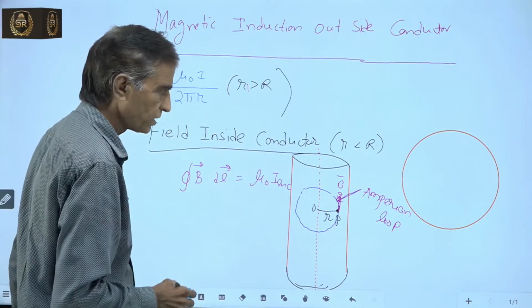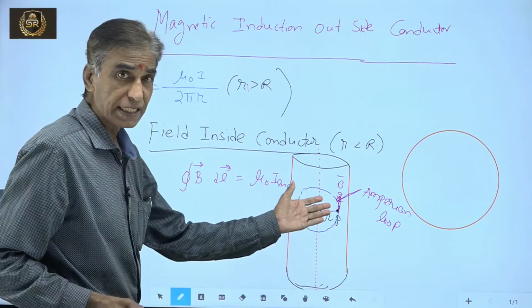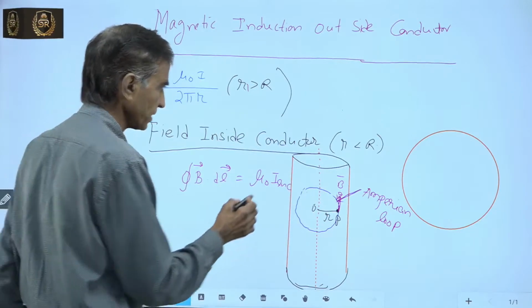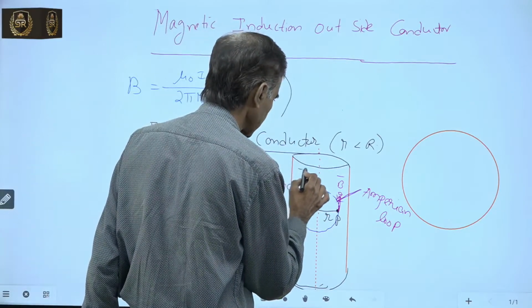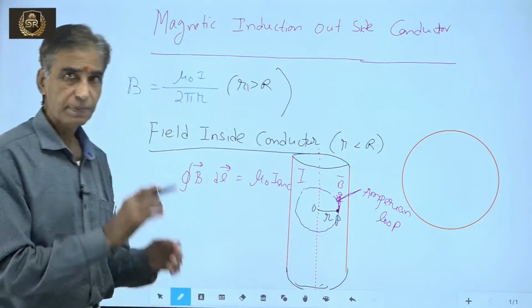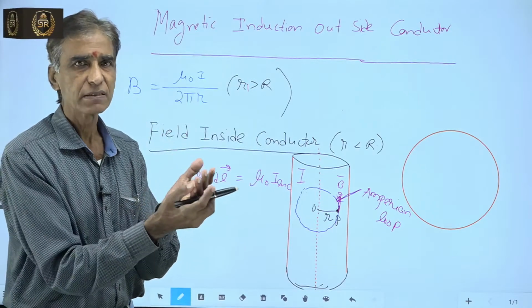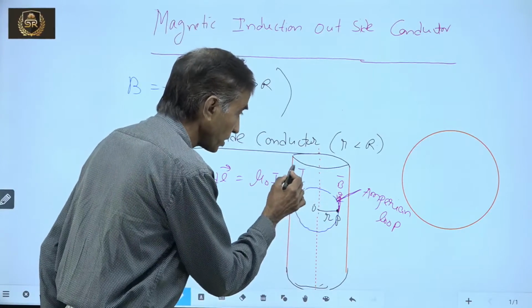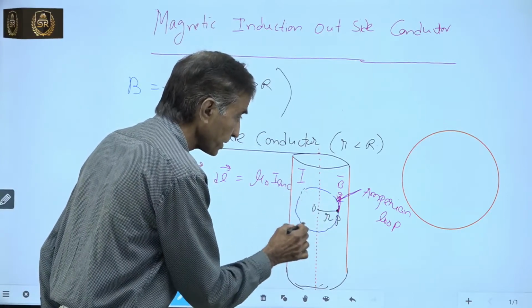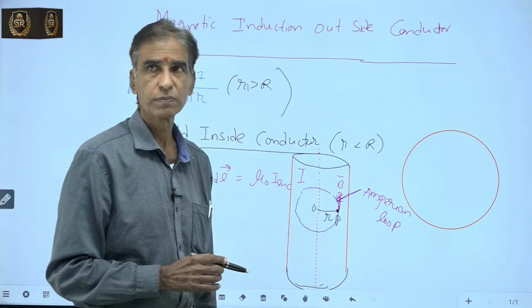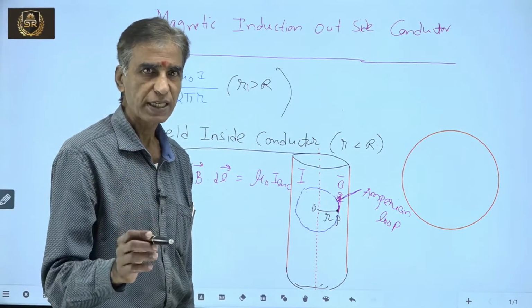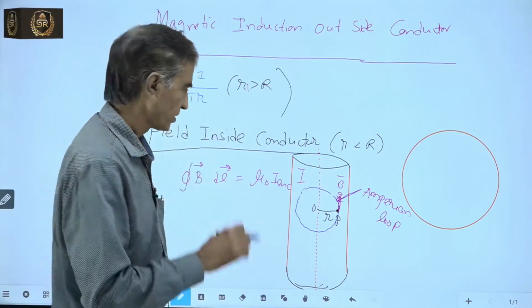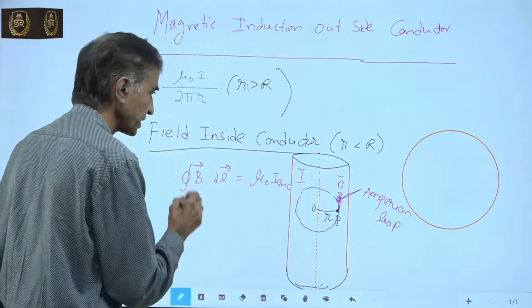Here we know B is a constant because the current is steady and uniformly distributed. What is the total current carried by the conductor? I. The complete conductor is carrying I. That is very important here. It means in this case all the current is not enclosed by our Amperian loop. That we have to calculate first.